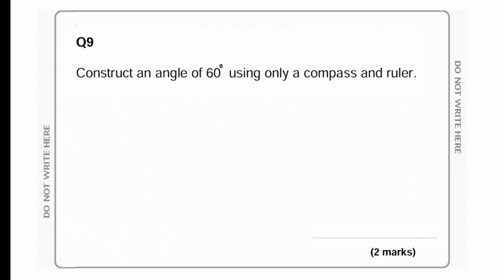You're supposed to do this with a pair of compasses and a ruler. Try this question and press play when you're ready to check the answer. Now the first step is to draw a straight line using a ruler. So you draw a straight line and we are going to start the angle from this point. So let's label it as O.